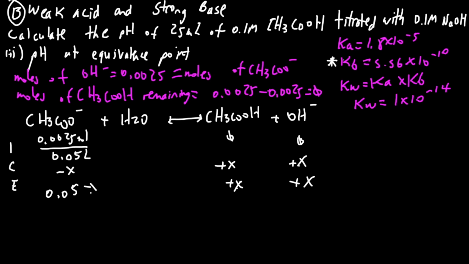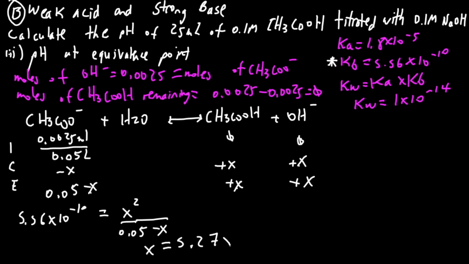You can calculate Kb by using the Kw equation. So Kw equals Ka times Kb, and so A for acid, B for base, and Kw equals 1 times 10 to the negative 14. So using this ratio, you can find Kb. So in this case, you have 5.56 times 10 to the negative 10 equals x squared over 0.05 minus x. Same thing, you can ignore the change, and afterwards, if you calculate, you're going to get x equals 5.27 times 10 to the negative 6.